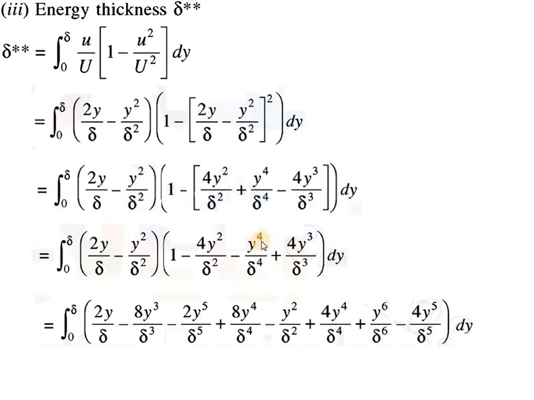So it gives you y raised to 6 upon delta raised to 6, negative negative balance each other, so that becomes positive. So y raised to 6 upon delta raised to 6 positive. And the last term, minus y square by delta square plus 4y cube by delta cube, gives you 4 times y raised to 5 upon delta raised to 5 negative.